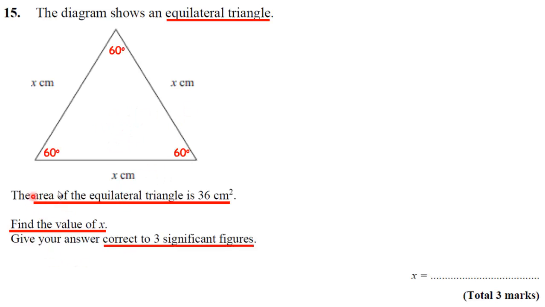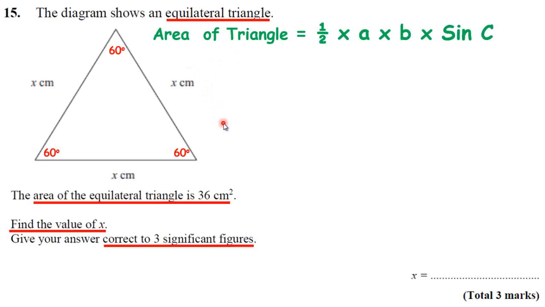But because they've talked about the area of the triangle, I know two formulas for the area of a triangle. I know the formula half base times height. I don't know the height of this, right? But I also know there's a formula of half AB sine C, right? And that formula for the area of a triangle is what I'm going to use because I know the angles, right? And I know the sides on either side of it.